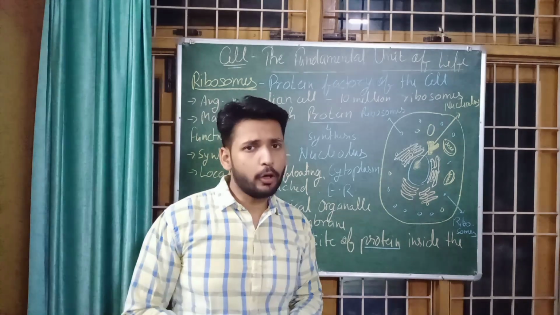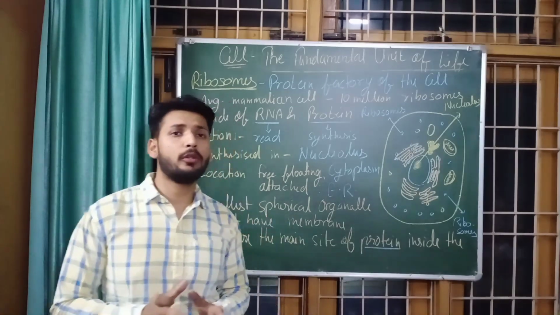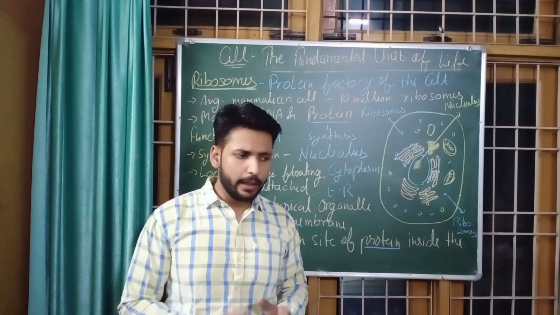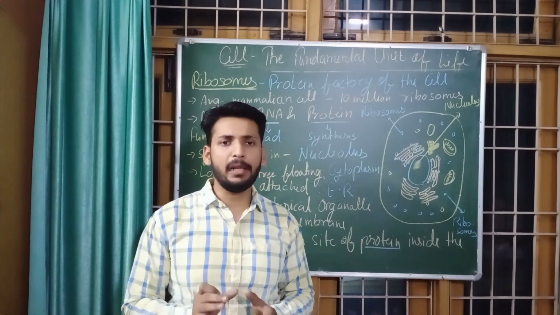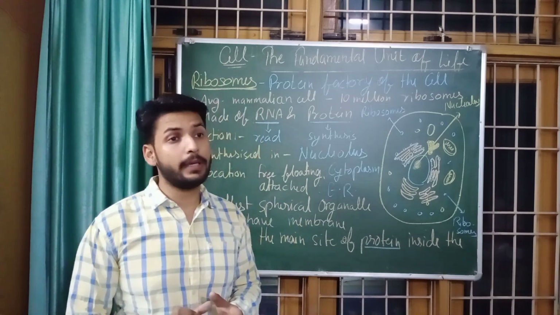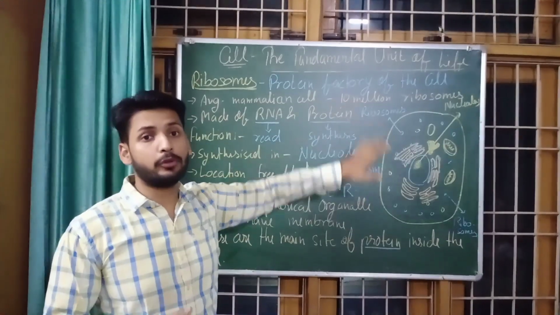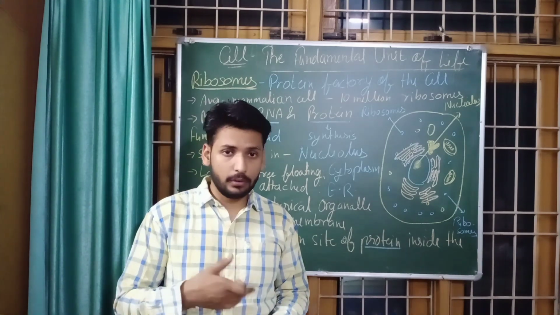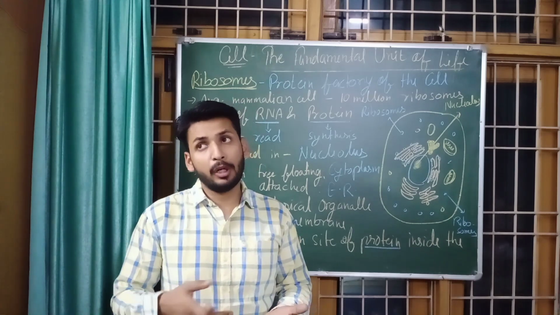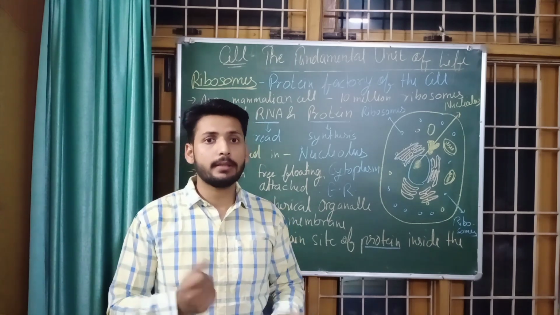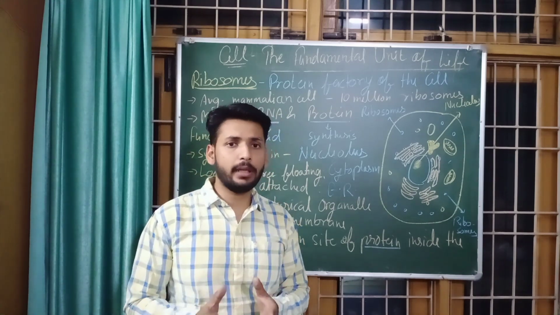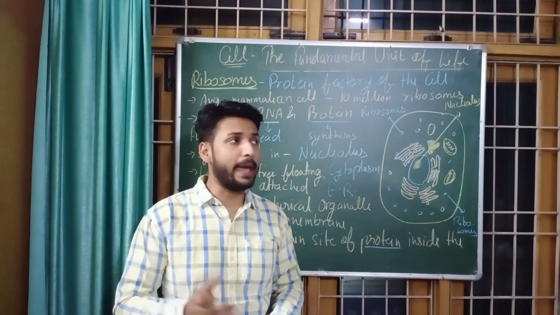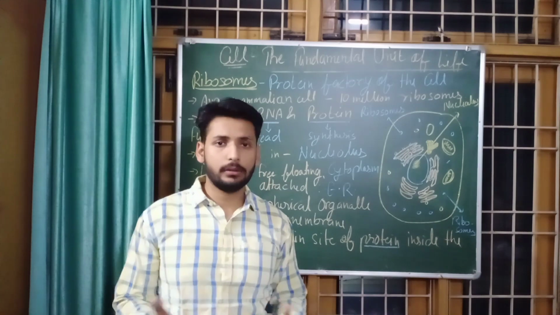So here, if we are talking about ribosomes, these ribosomes are present in both plant cells as well as animal cells. If we are talking about a mammalian cell, there are about 10 million ribosomes present in a cell. Why are there 10 million? Because of the requirement of the cell, because of the demand of protein in the cell. Because they synthesize the protein inside the cell and are the main site of protein synthesis, that's why they are known as the protein factory of the cell.